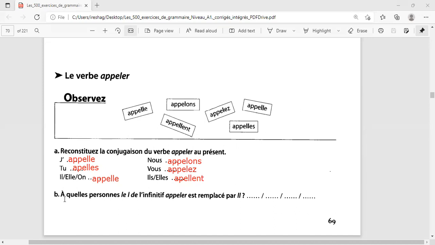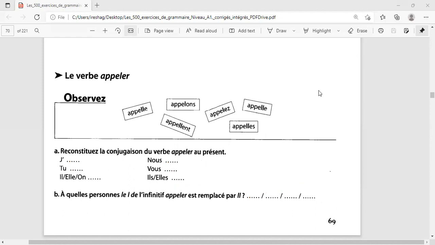Okay? So the question is asking, à quelle personne le L, the l'infinitive appeler, est remplacé par double L. So what are the occasions? It's again similar to the earlier one. It should be je, tu, il est long, and il est plural. Any questions from this? All right?